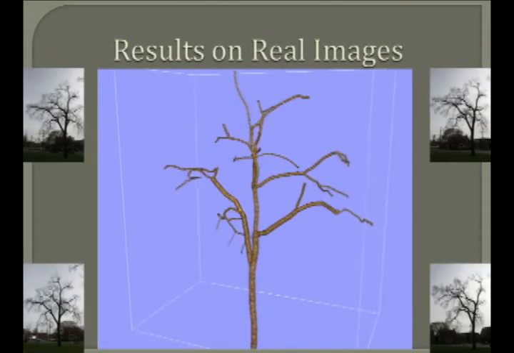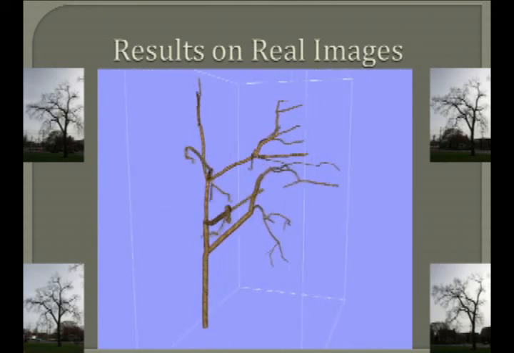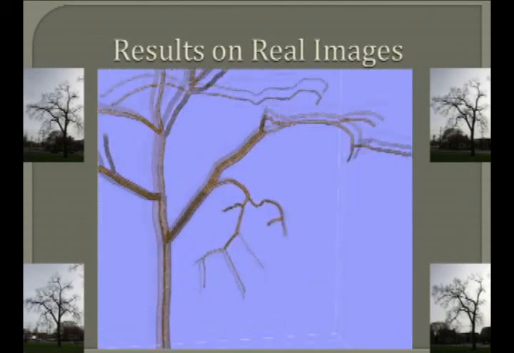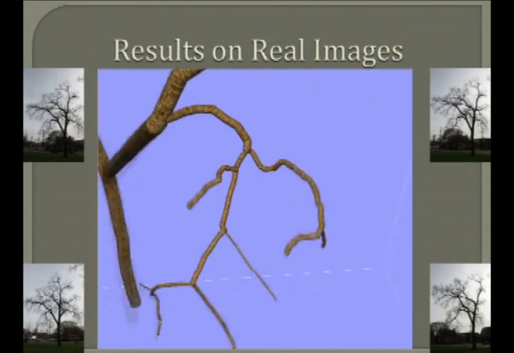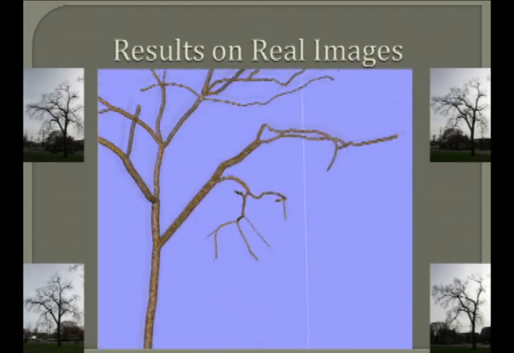Finally, we apply our framework to recover an oak tree. The tree contains many ultra-thin branches. To avoid reconstruction errors, we further filter the matte images to remove these branches. Our method is able to faithfully recover both the topology and the shape of the tree.